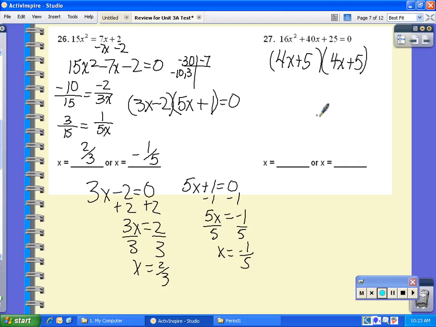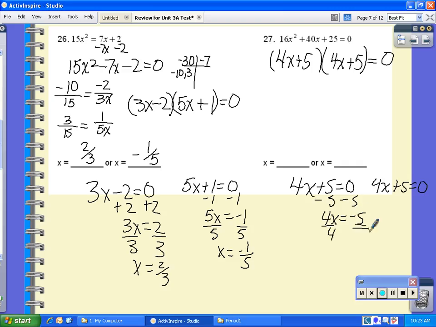Now, since this is a perfect square, I know I'm only going to have one solution because I have two equations that are identical. I have 4x plus 5 equals 0, and I have 4x plus 5 equals 0. So I really only need to solve this equation one time, which means I subtract 5 from both sides and divide both sides by 4, and that gives me x equals negative 5/4. I only have one solution to this equation, so therefore I don't need that other solution. This concludes solving an equation by factoring.